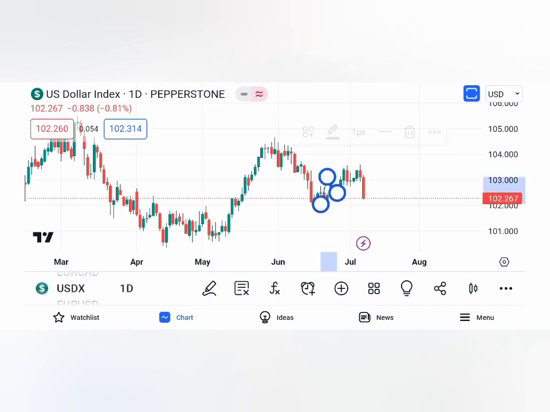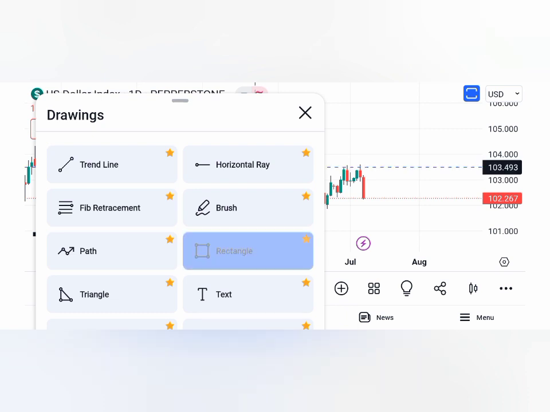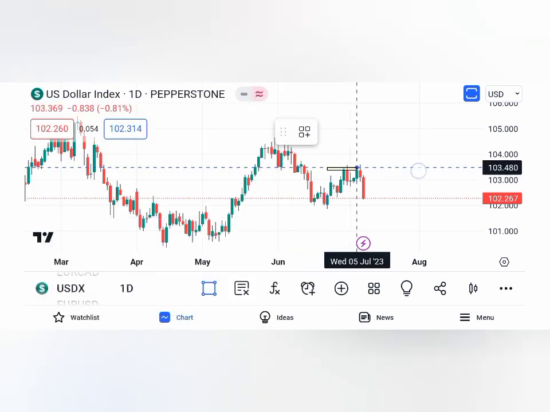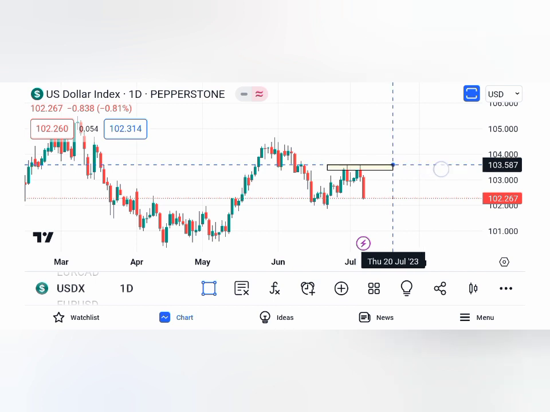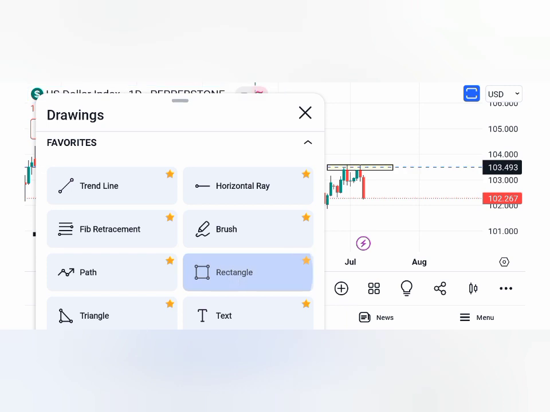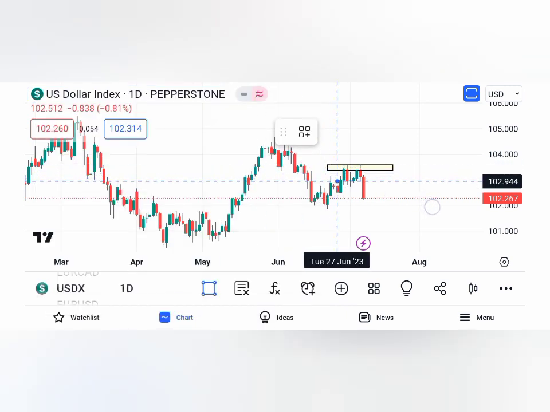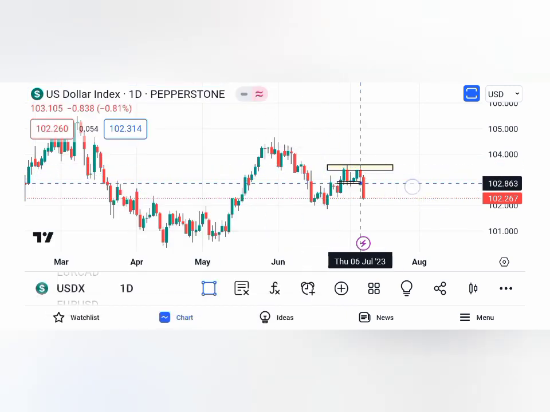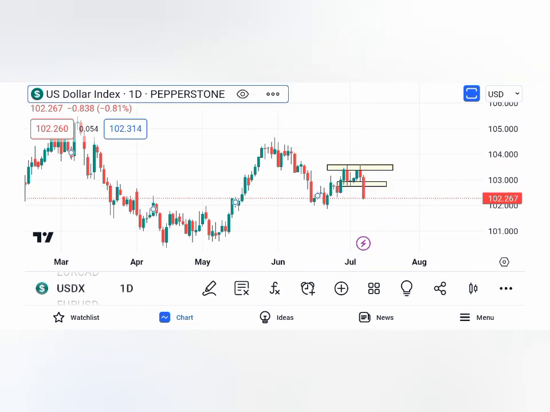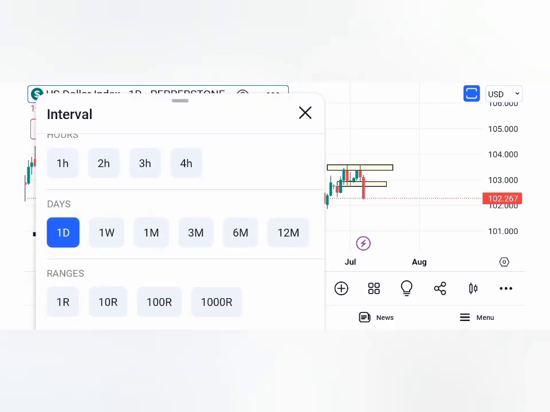Let's try and spot our key levels on the daily time frame and get a clearer picture. So now we could spot this double top here, and we can see the neckline of the double top here. So now let's move to the 4-hour time frame and get a clearer picture.